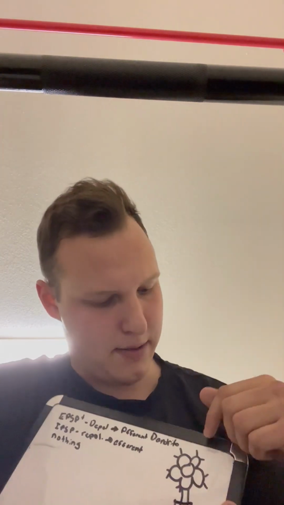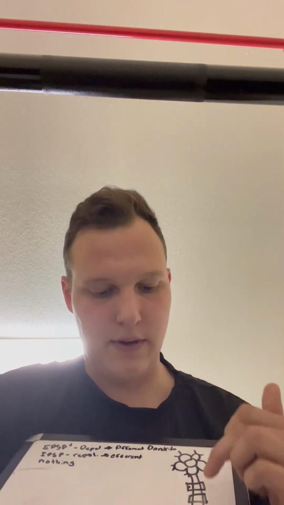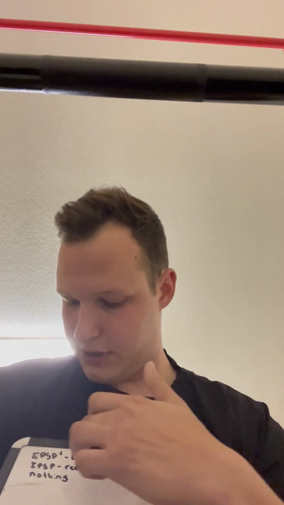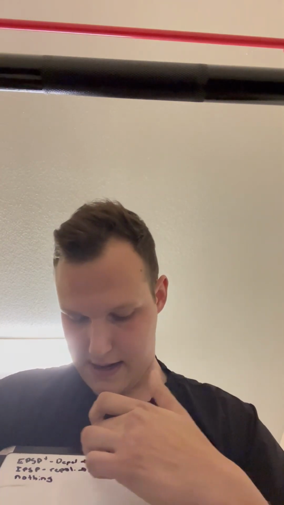EPSP signals are afferent, and IPSP signals are efferent. Afferent can best be thought of as your approach signals. So they're the signals that come in up here, and they tell the muscle what to do as it runs all the way down here. Your EPSP signal is going to start something, and the signal coming out of it is your efferent, which is your exit signals.